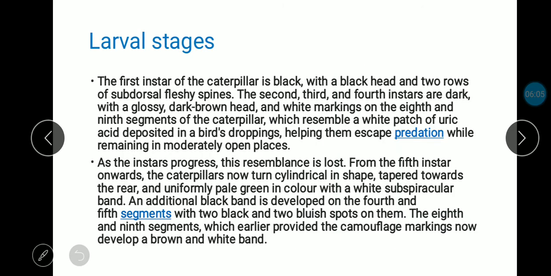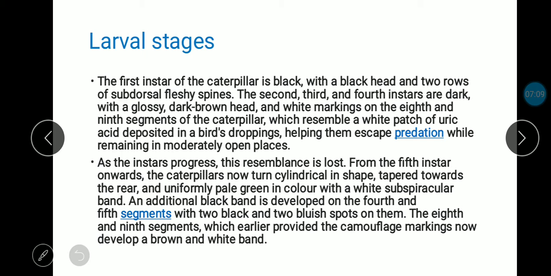The first instar caterpillar is black with a black head and 2 rows of subdorsal fleshy spines. The second, third and fourth instars are dark with a glossy dark brown head and white markings on the 8th and 9th segments of the larva, which resemble the white patch of uric acid deposited in birds' droppings, helping them escape from predation while remaining in moderately open places. That is, these larval instar stages get protected from predatory birds or animals with the help of this coloring pattern. As the instars progress, this resemblance is lost.